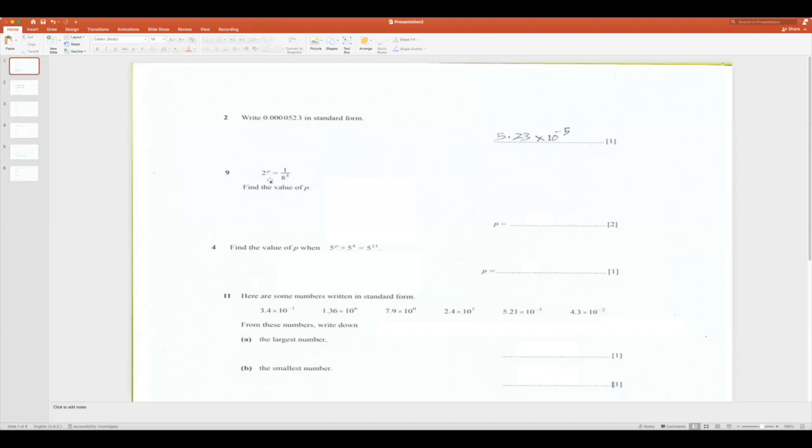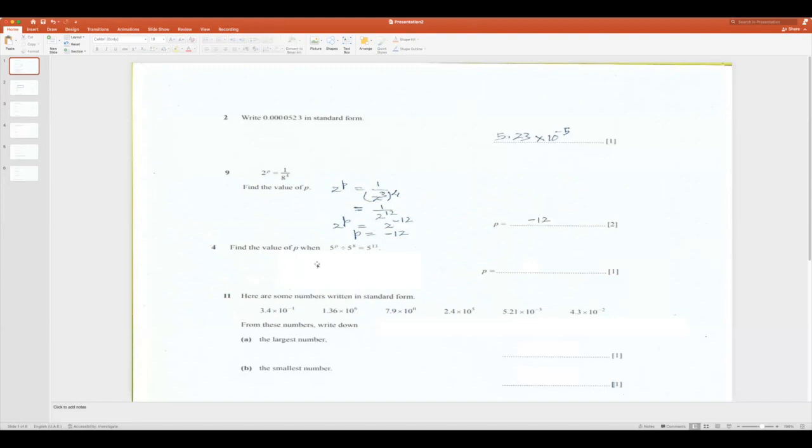2 to the power p equals 1 over 8 to the power 4. Find the value of p. First of all, we have to write this 8 in the same base. So if this is 2 to the power 3, we can write like this: 2 to the power p equals 1 over 2 to the power 3 into 4. So 1 over 2 to the power 12. Now we can take the reciprocal of this one. So it is becoming minus 12. Then 2 to the power p equals 2 to the power minus 12.